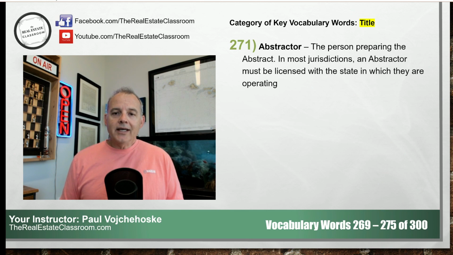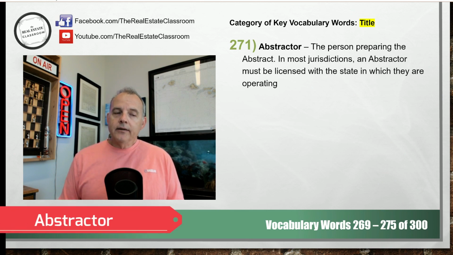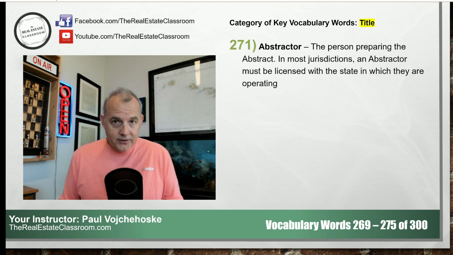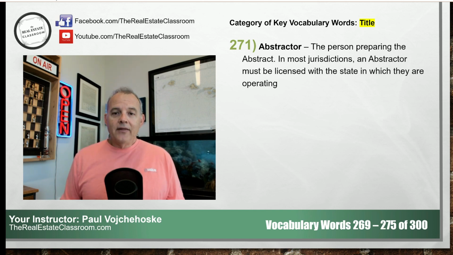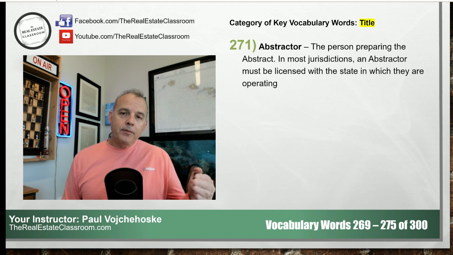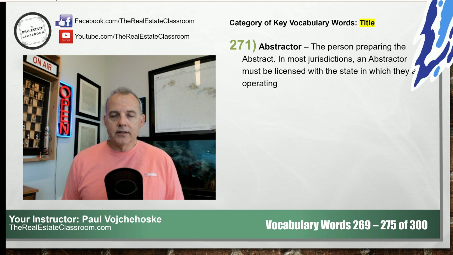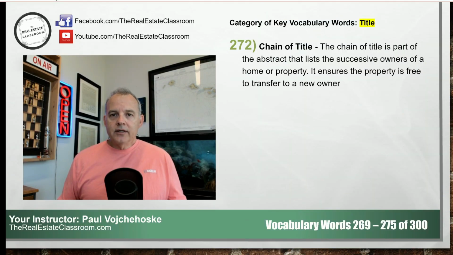Number 271 is abstractor. In 270, we talked about the abstract of title, which is simply a history report of that property's chain of title. But who prepares it? Who researches it? That is the abstractor. It's a person preparing that abstract of title. And in most jurisdictions, the abstractor must be licensed with the state in which they are operating or conducting business. 272 is a part of the abstract of title.